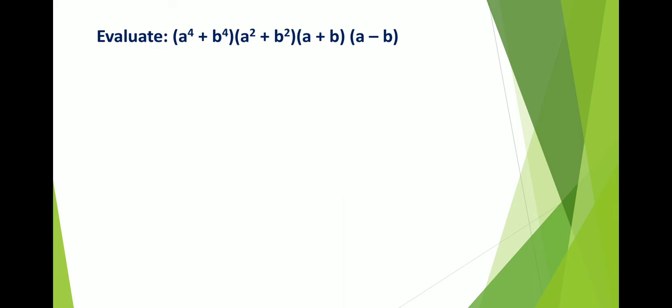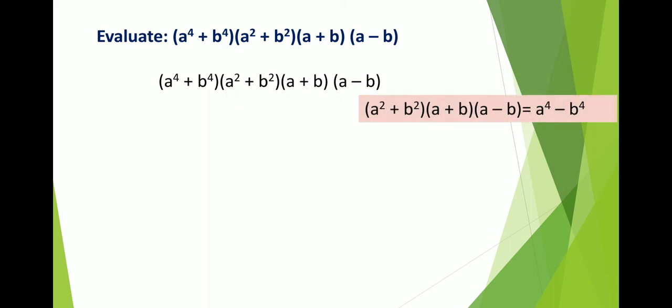In continuation again, we have the similar type of expression. Here (a to the power 4 plus b to the power 4) into (a squared plus b squared) into (a plus b) into (a minus b) is given. And we all know that just before this question we got a squared plus b squared into a plus b into a minus b equals a to the power 4 minus b to the power 4. So using this, we will replace this whole expression from here with a to the power 4 minus b to the power 4.